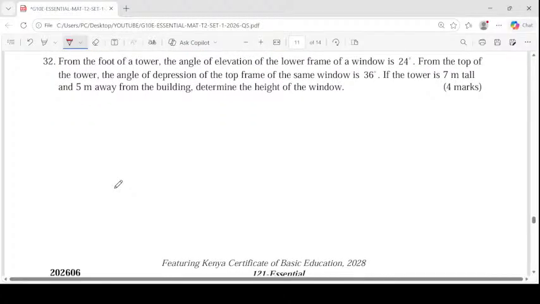From the foot of a tower, the angle of elevation of the lower frame of a window is 24 degrees. From the top of the tower, the angle of depression of the top frame of the same window is 36. Let us reread that statement. It's a bit interesting.